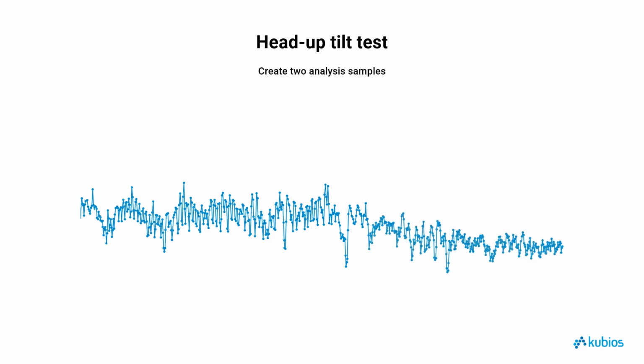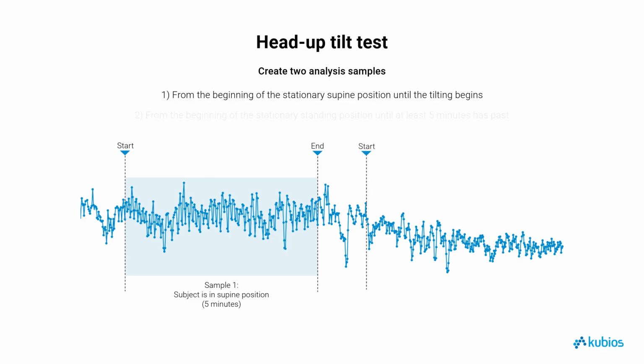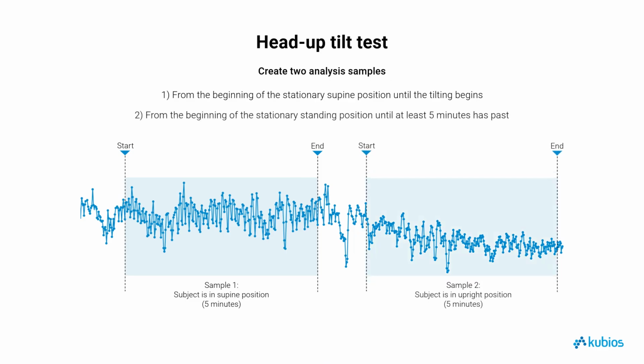You need to create 2 analysis samples in Kubios for this test. Create 1 analysis sample for the supine position and 1 for the upright position, leaving the transition between the positions unmarked.